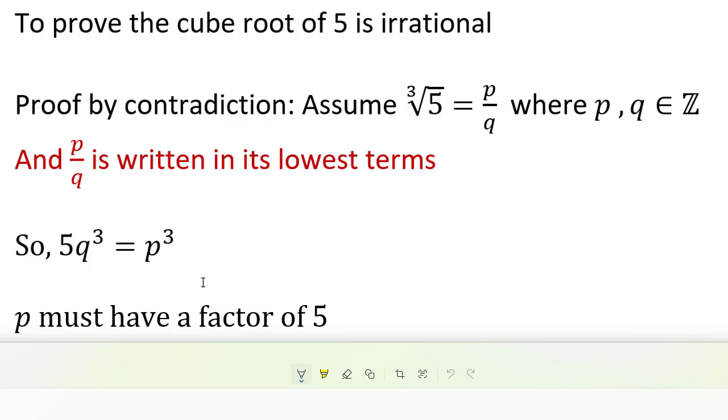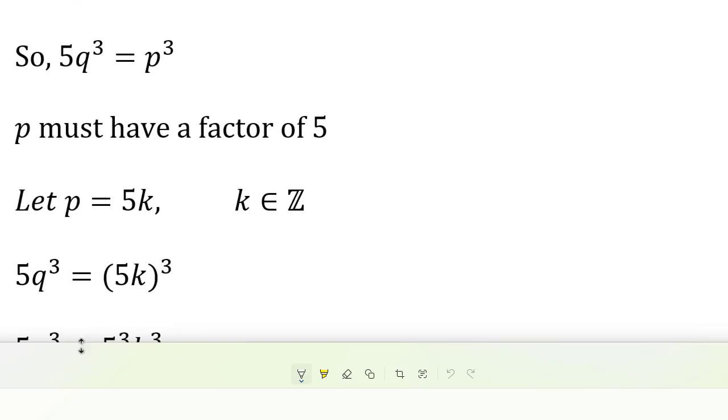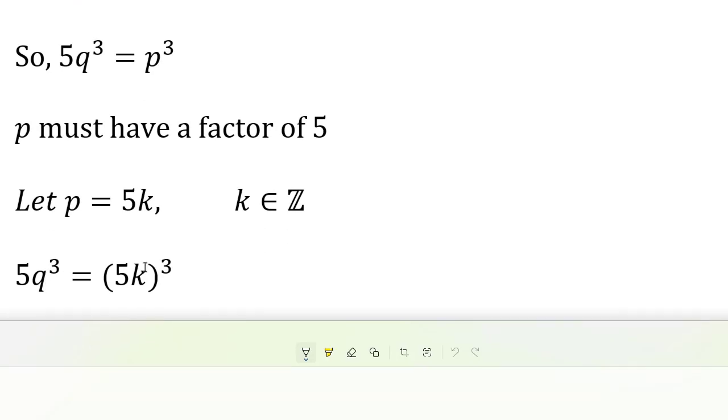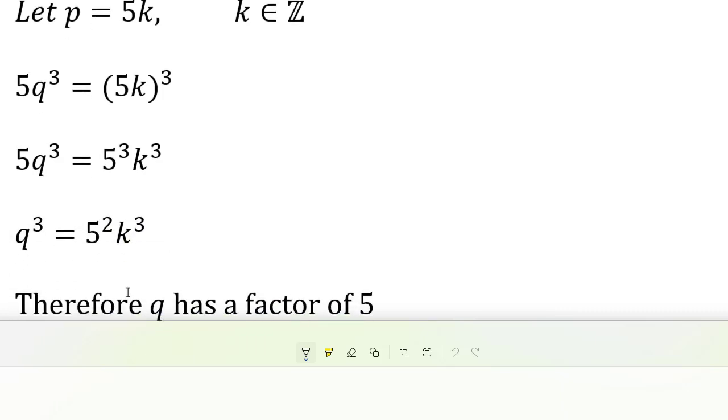But if it does, then I can write it in this way. I'm going to let p equal 5k, where k is an integer. And then I can replace p in this equation, and I get 5q cubed is equal to 5k cubed. And I can then multiply that out and simplify, and I get q cubed is equal to 5 squared k cubed.